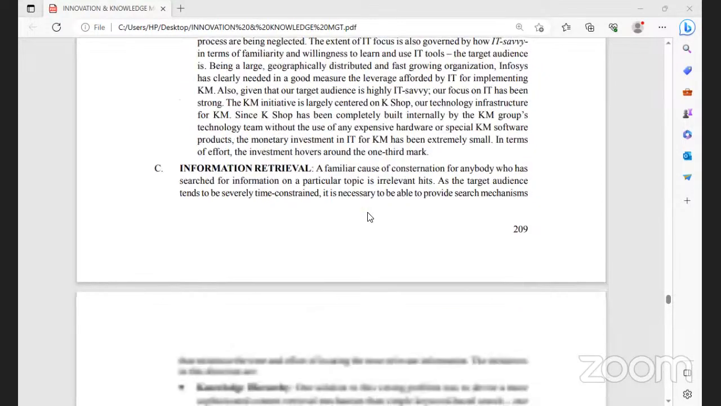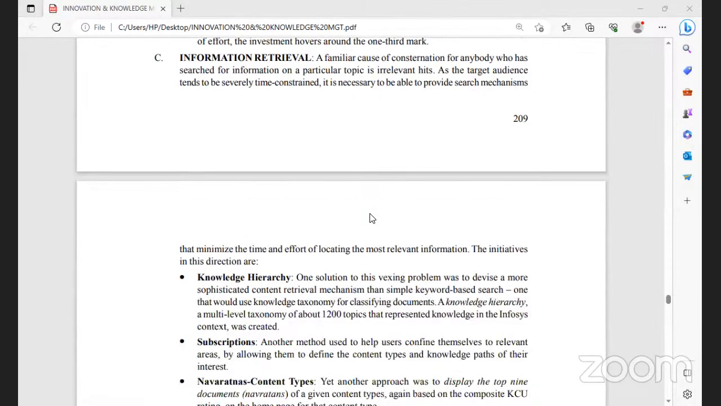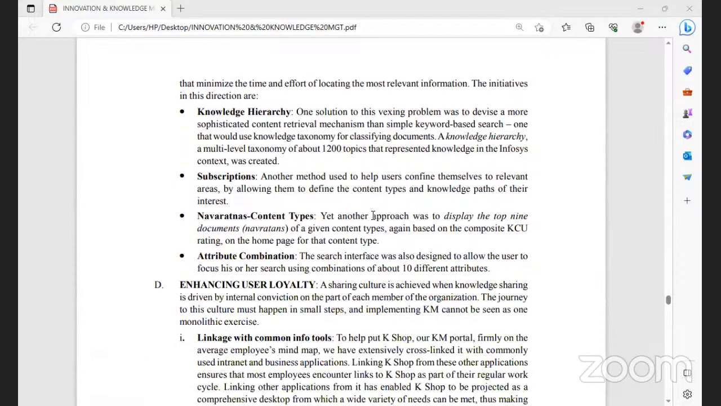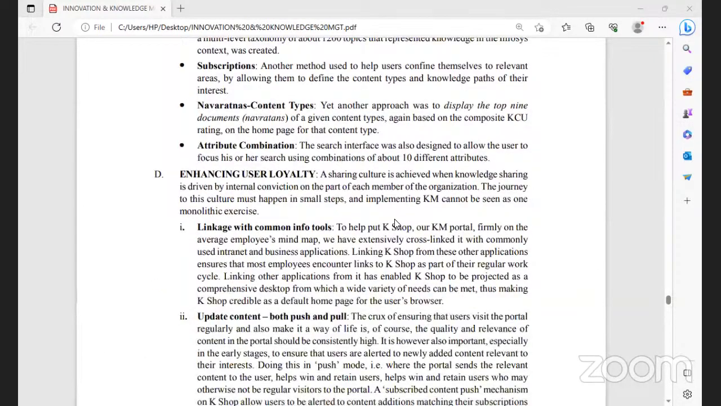Next, content is information retrieval. A familiar cause of frustration for anybody who has searched for information on a particular topic is irrelevant results. And the knowledge hierarchy, subscriptions, and attribute combination will be considered in the integrated environment.